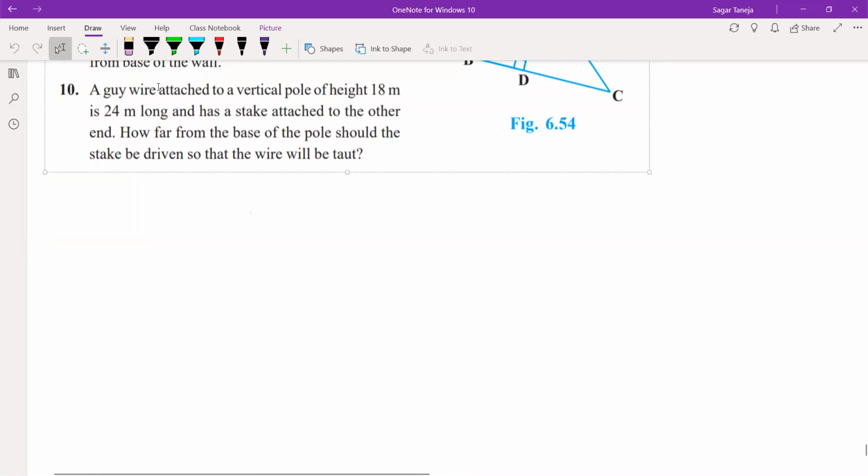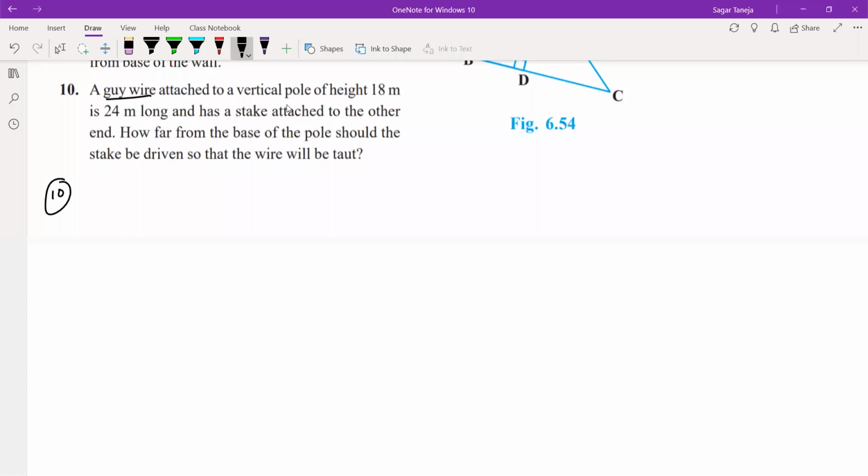A simple question like this: a guy wire. This is not a guy, which you are thinking of. This is a guy wire. It is a kind of wire which you usually see on a pole when it is tightly tied to the ground. That is a guy wire. Or you can search on the internet. You will get to know this.